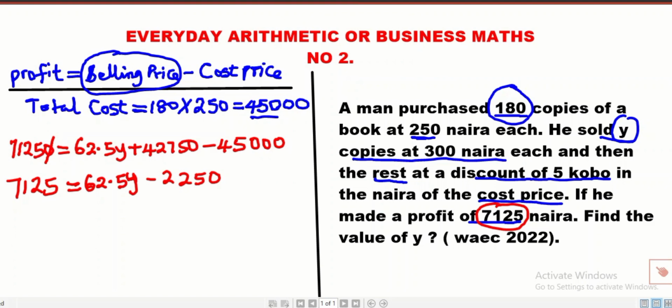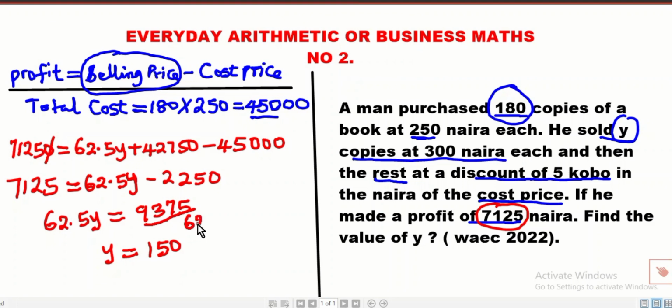So I'm going to say that 7,125 plus 2,250, and I'm going to have that 62.5Y is equal to 9,375, and Y is going to be equal to 9,375 divided by 62.5. All right, so Y is going to be equal to 150. What I mean is that if you divide this by 62.5, you're going to say that Y is this. So what is that Y? The number that was sold for 300 naira is this Y, and this is the answer.